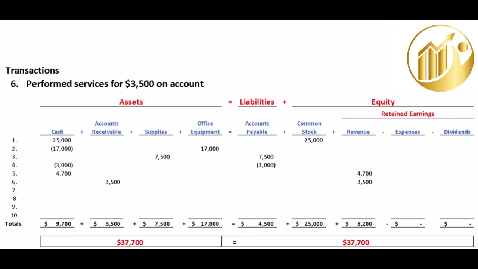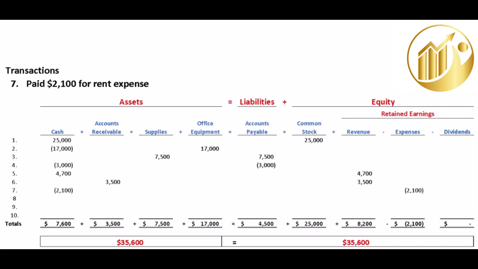Transaction number 7: paid 2,100 for rent expense. Whenever you see paid, I want you to think cash. Cash again going down. It's going to affect asset cash, and it will also affect equity through expenses. We call that expenses decrease equity, and we will decrease an asset account and decrease an equity account by 2,100.